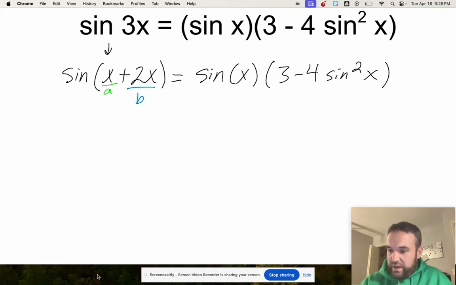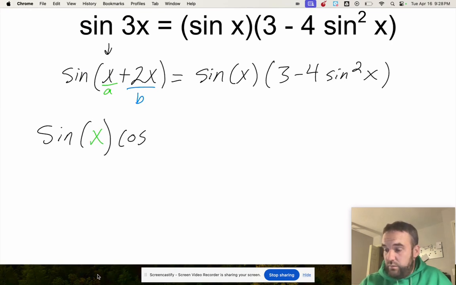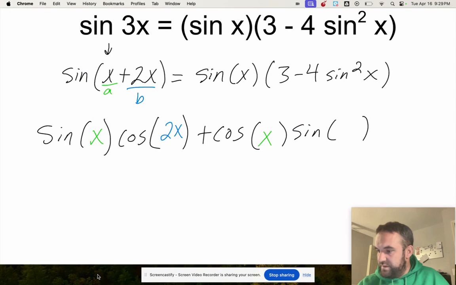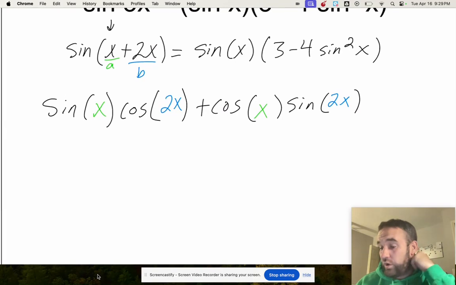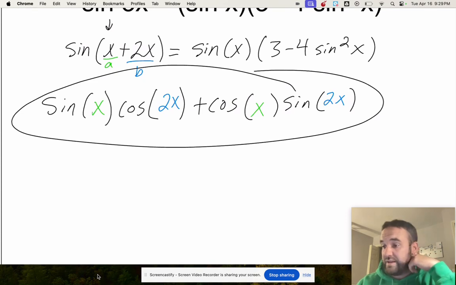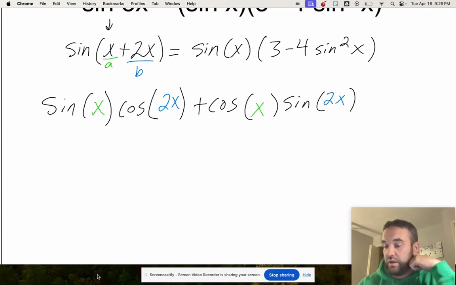So sine of A, but in this case A is x, multiplied by cosine of B, which is 2x, plus the cosine of our first angle, which is x, and then multiplied by the sine of our second angle B, which is 2x. Okay. Now my goal is to show that this is equivalent to the right side up here. I'm trying to show that they are equal.